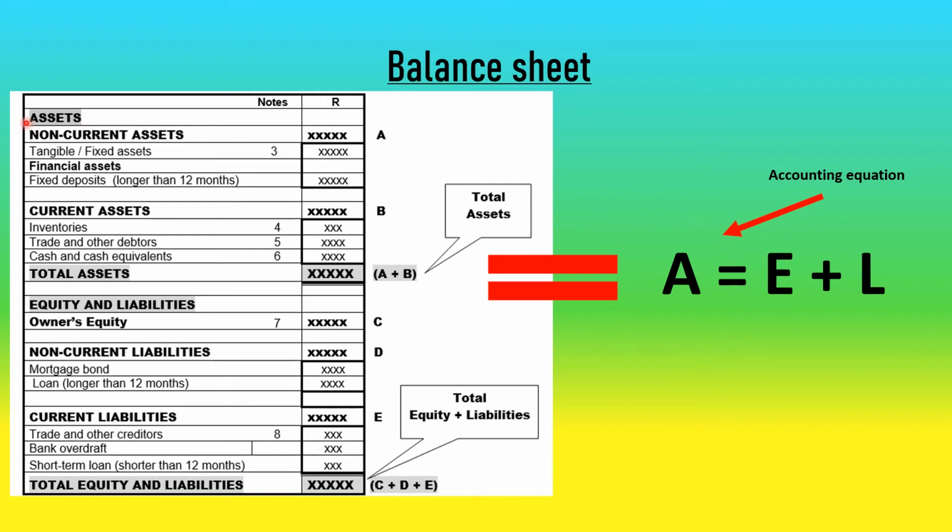The top part, which is your asset, must equal your equities and your liabilities. That is why the equities and liabilities section is together at the bottom. That's because your assets must equal your equities and your liabilities.